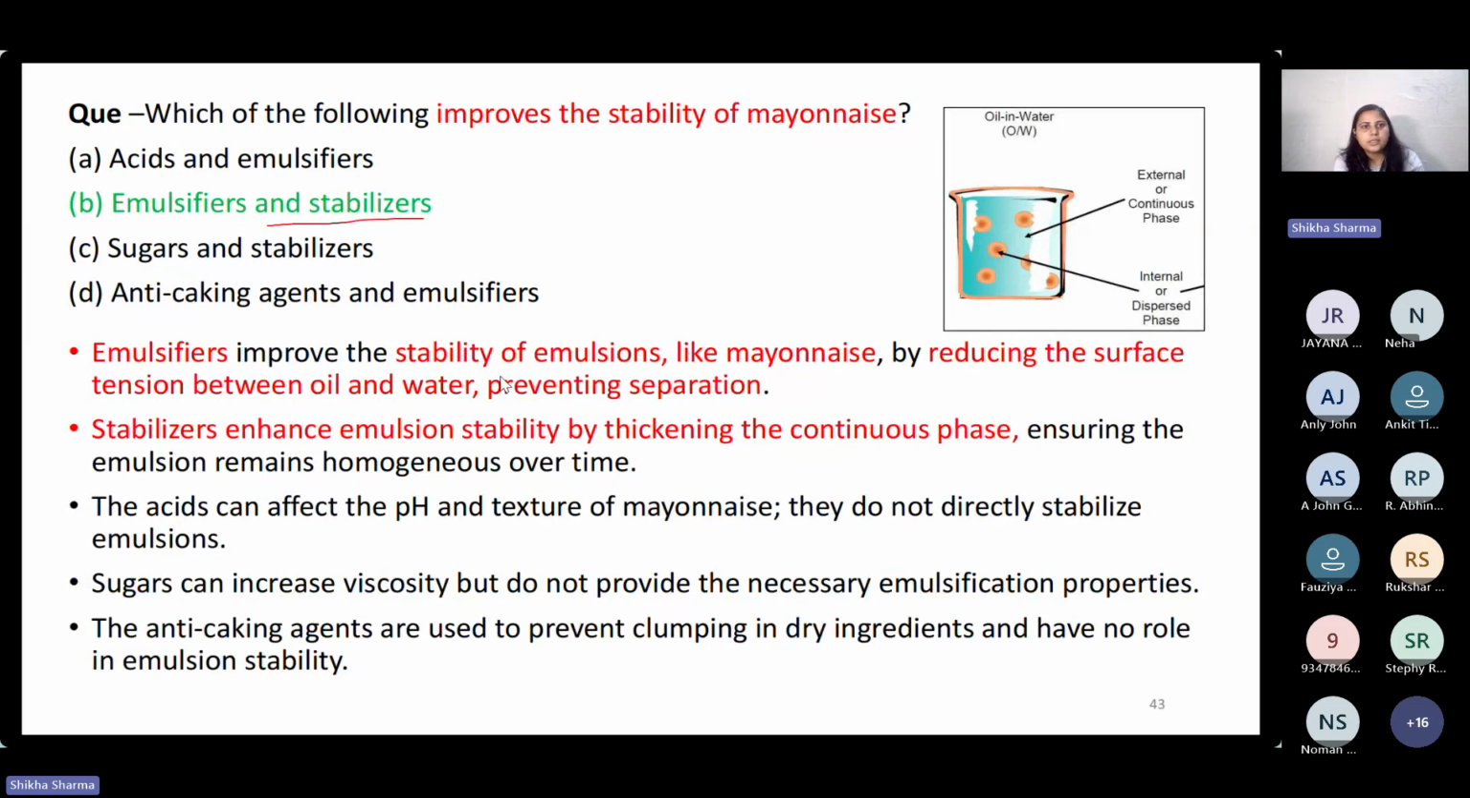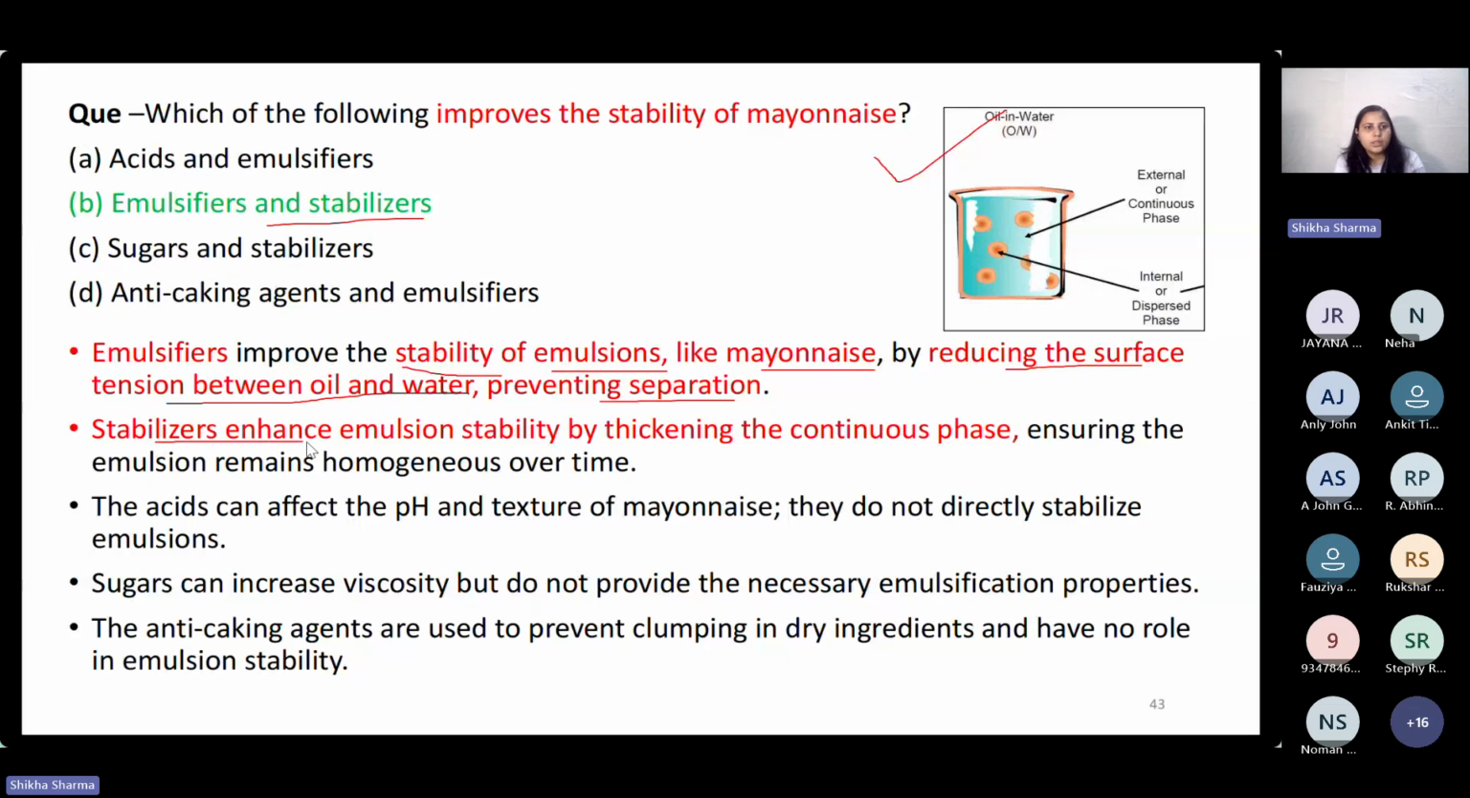Emulsifiers improve the stability of emulsions like mayonnaise, and they reduce the surface tension between oil and water, preventing separation. Mayonnaise is an oil in water emulsion, right? So the continuous phase is water and the dispersed phase is oil.